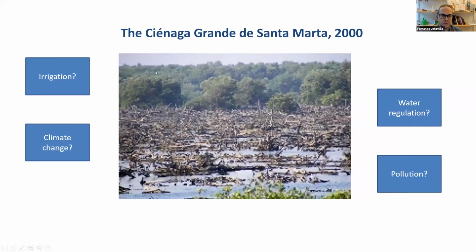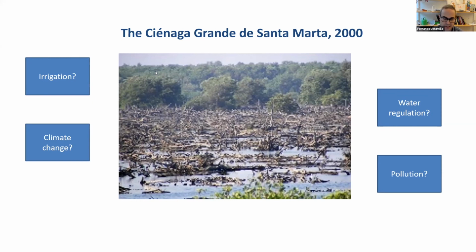This is a photo from the year 2000. This is where mangroves died because of hypersalinization. If you have water with salt and you remove the water, what you have left is the salt. The mangroves can tolerate salt, but not that much. So that's why all these mangroves have died, because of lack of water and salinization of the soils. But you cannot forget the impacts of climate change, like dry climates, which imply more evaporation and less water to the wetland. Also, what about pollution?